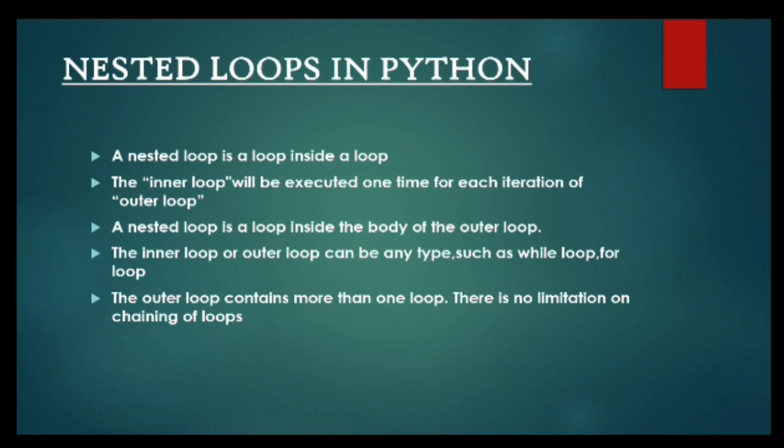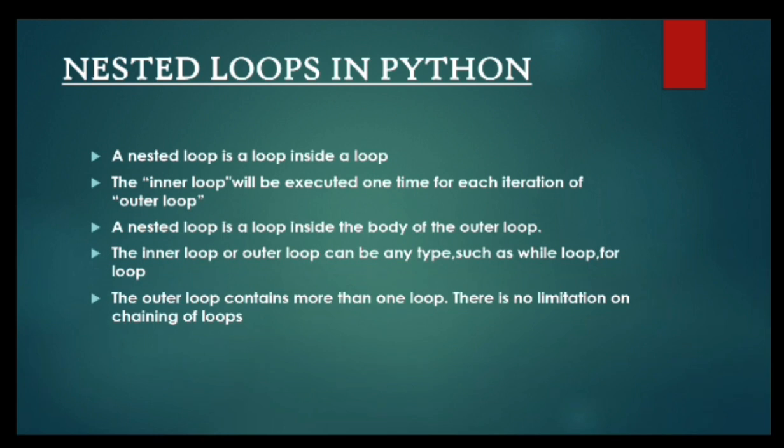Nested loops in Python. A nested loop is a loop inside a loop. Think of a house as a loop and the room inside the house as another loop. The inner loop will be executed one time for each iteration of the outer loop. A nested loop is a loop inside the body of the outer loop. So after executing the outer loop, the inner loop will be executed until the inner loop condition becomes false. Then the outer loop continues again.